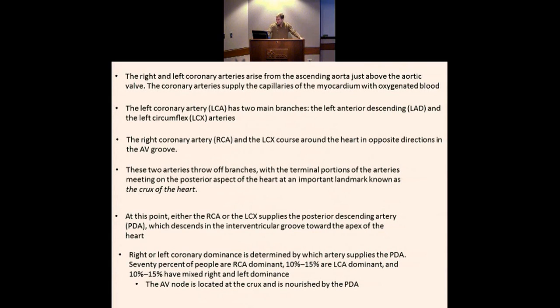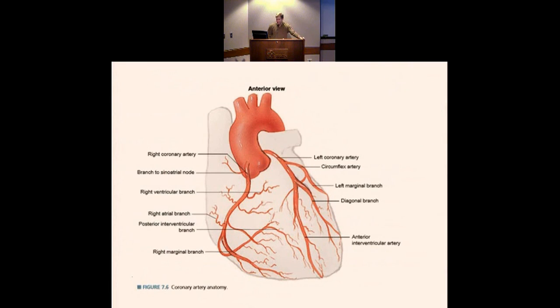The crux of the heart is the point at the back that decides whether your right coronary artery or your left circumflex artery is giving blood to the backside of the heart. So I wouldn't make a big point of memorizing everything on this. Diagonal branch, left marginal branch, all those things are not that important. But I would know you have a left coronary artery and a right, and that your left splits into the circumflex and LAD, left anterior descending, and then your right is just really your right coronary artery. Okay.